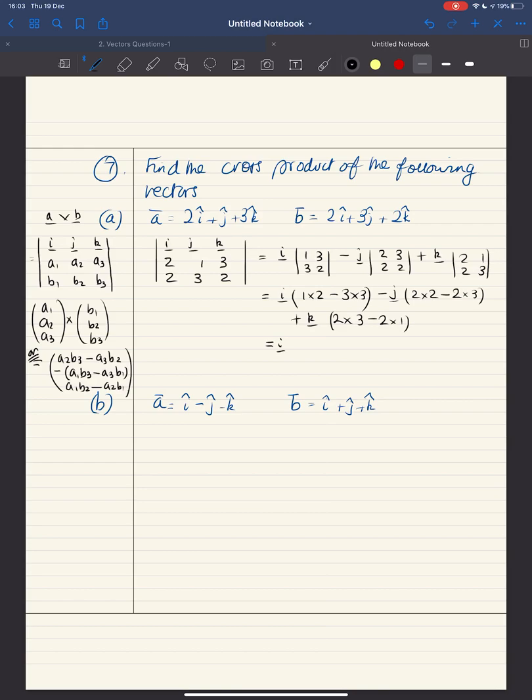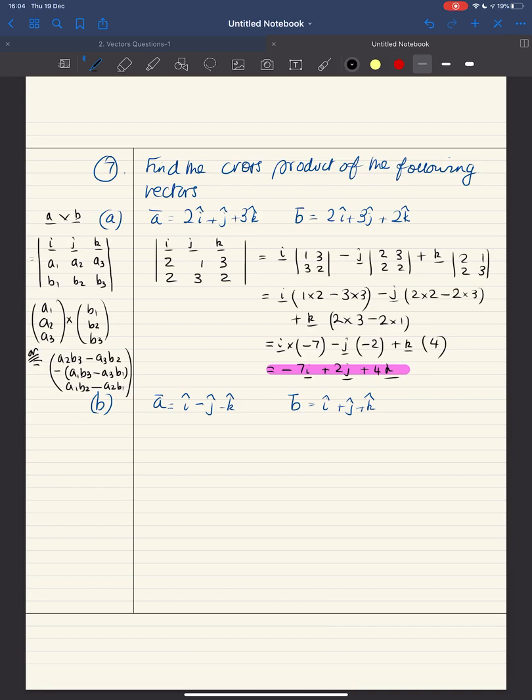So this is i, and I'm just going to work out the inside of the brackets here. So this is 2 minus 9, which is minus 7. Minus j, 4 minus 6, which is minus 2. And plus k, 6 minus 2, which is 4. This is minus 7i plus 2j plus 4k. And that one is correct. So that's the answer there for that first one. Next one.